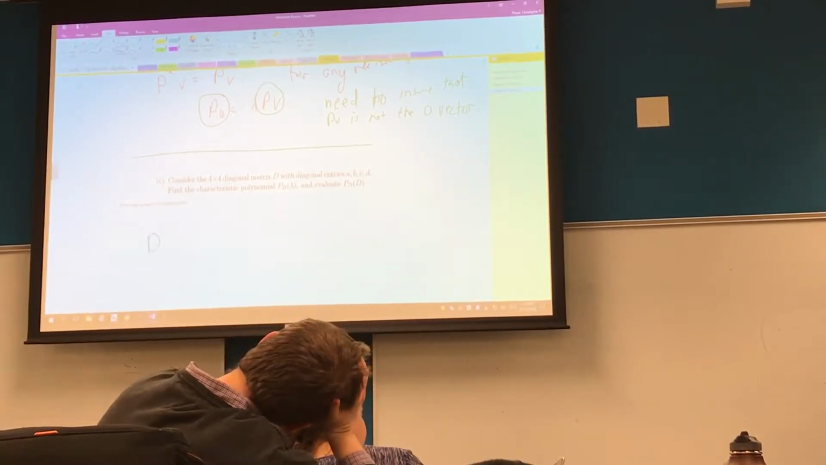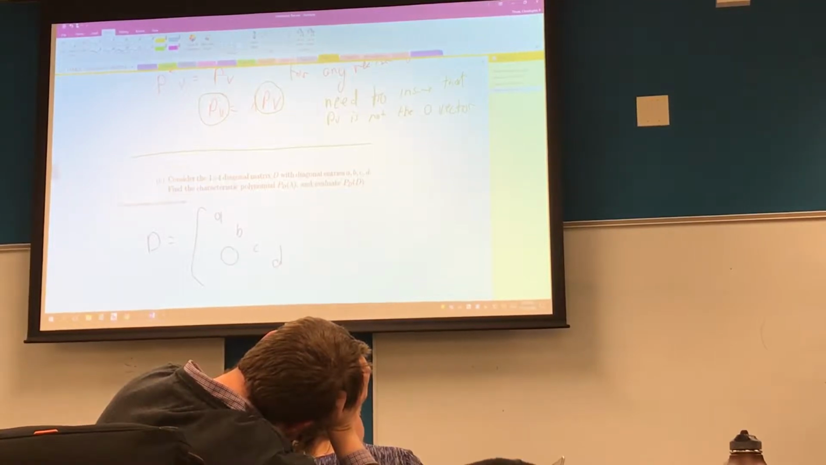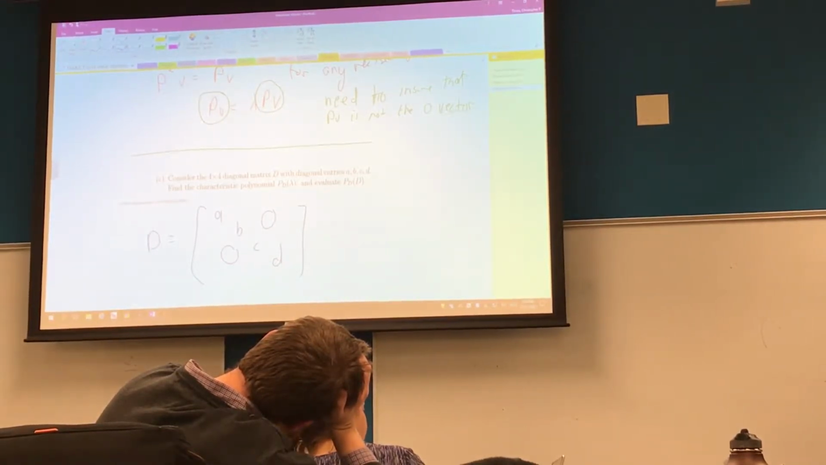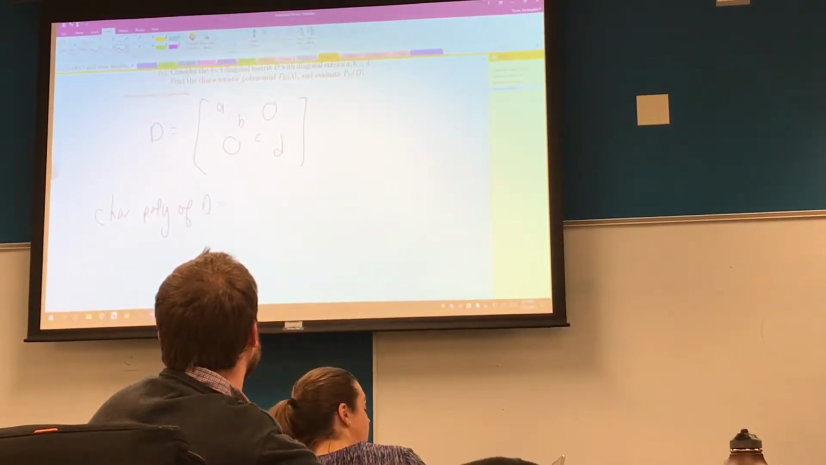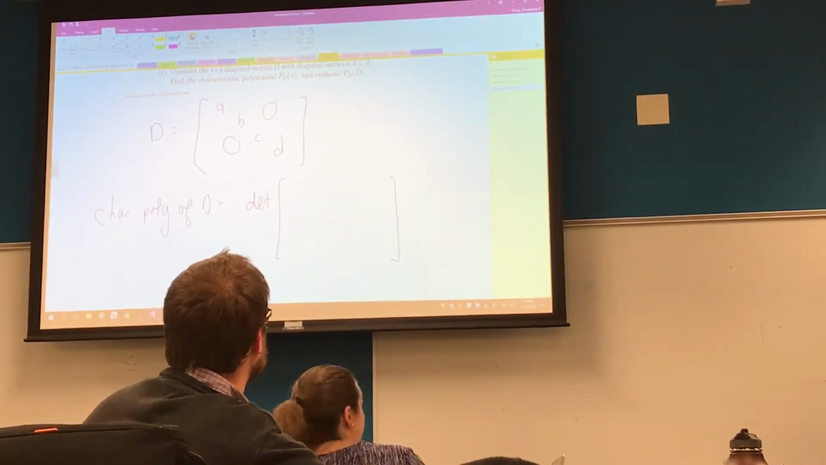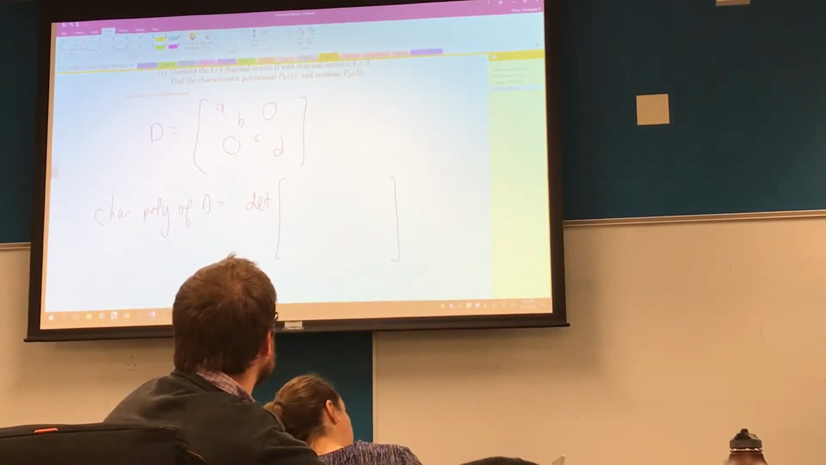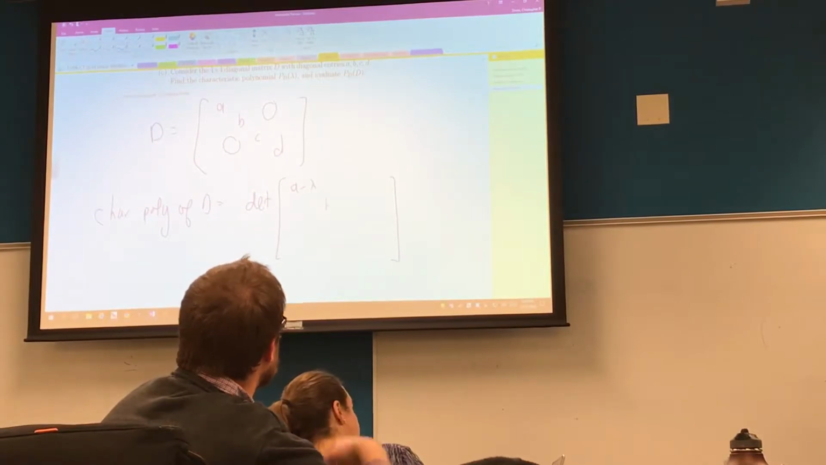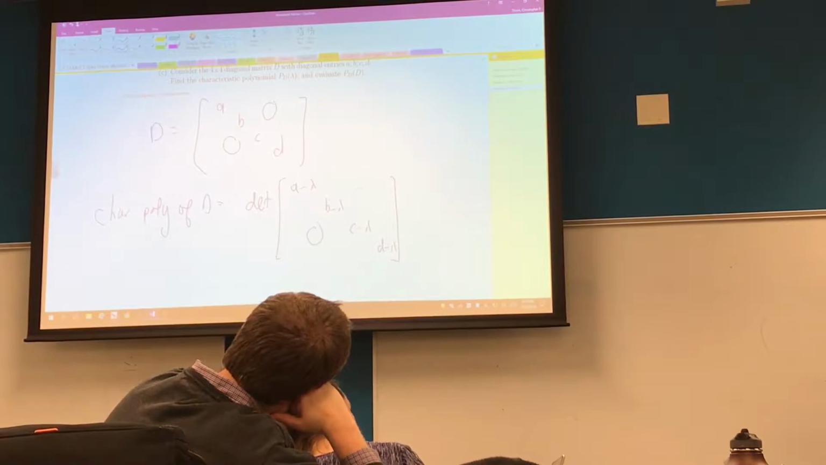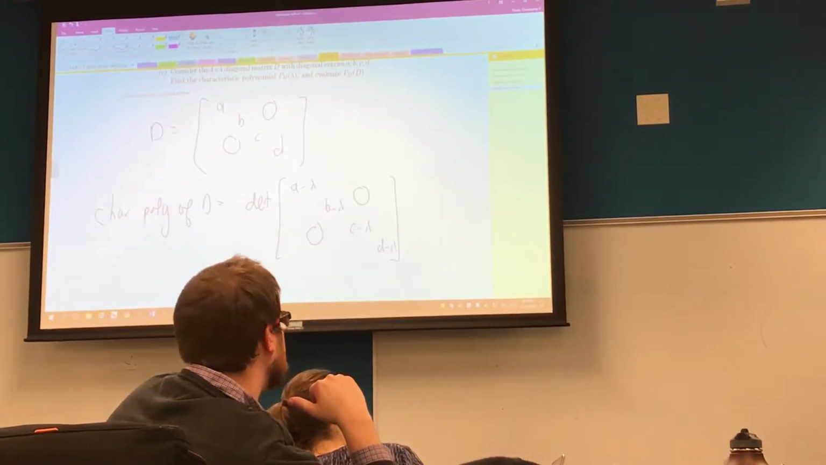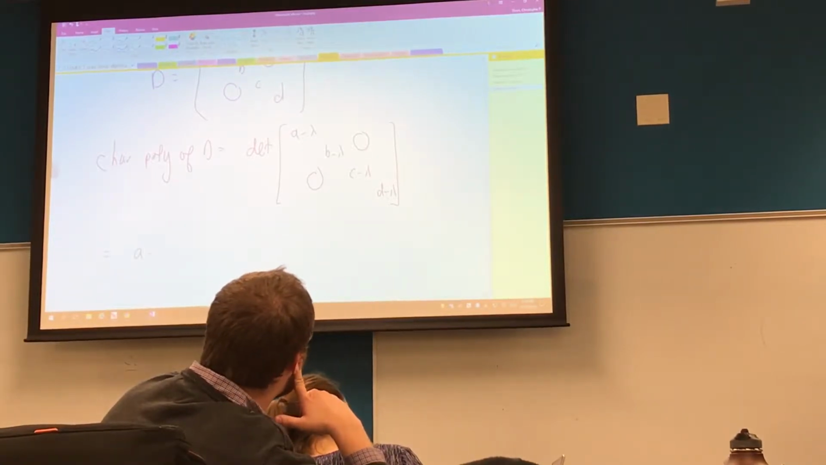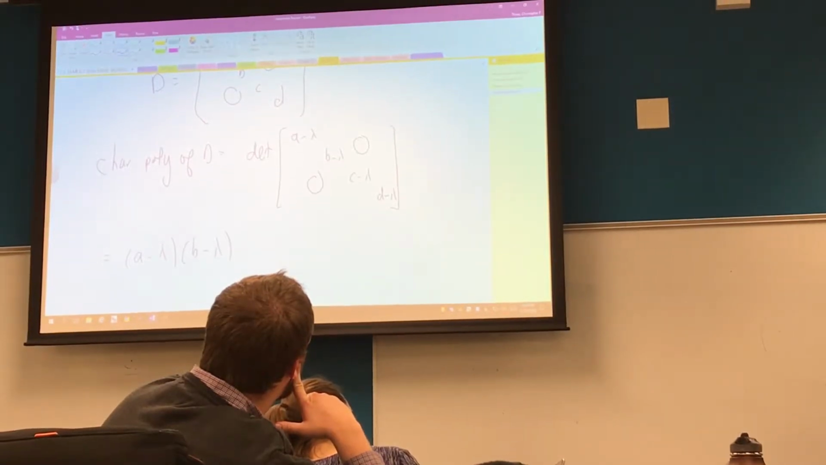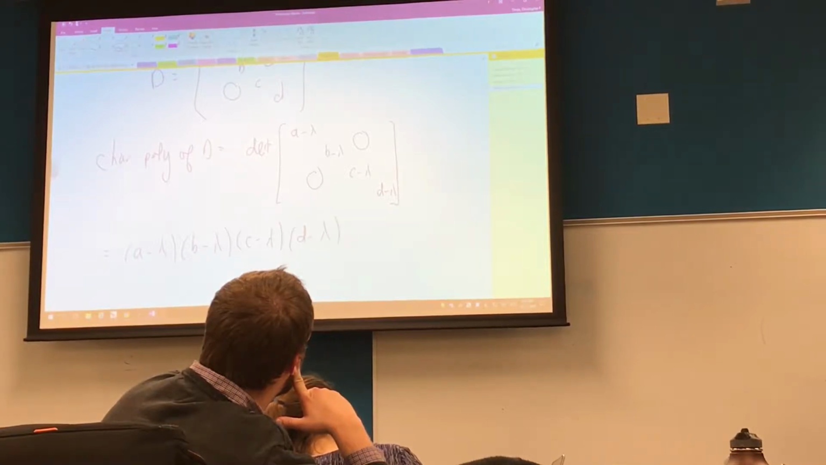Okay, so here we have D equal to the diagonal matrix with A, B, C, D. And the characteristic polynomial of D is going to be the determinant of what? D minus lambda. You take D minus lambda, so what's that going to do to D? Just minus lambda across the diagonal: A minus lambda, B minus lambda, C minus lambda. And in fact, you know what that is. How do you take the determinant of a diagonal matrix? You multiply all the diagonal entries. So that's equal to A minus lambda times B minus lambda times C minus lambda times D minus lambda.